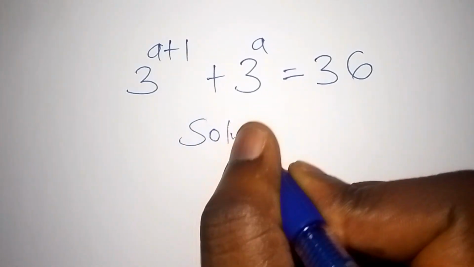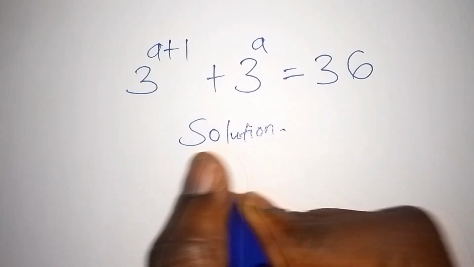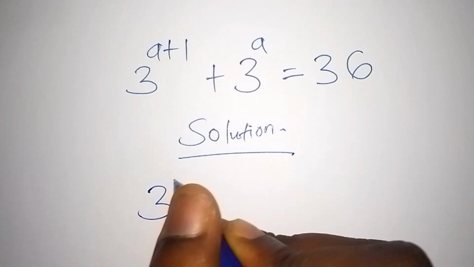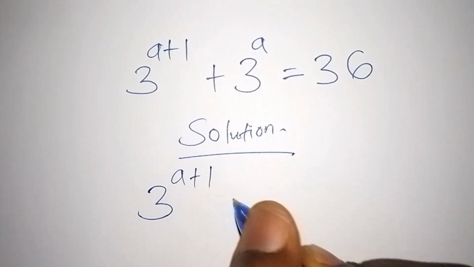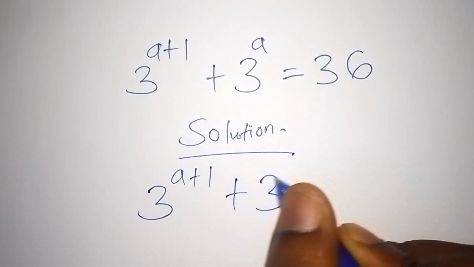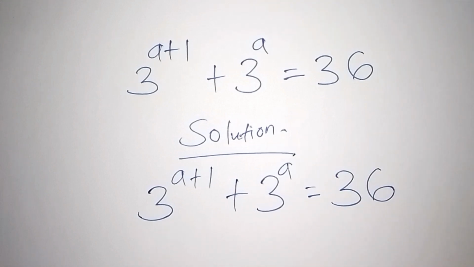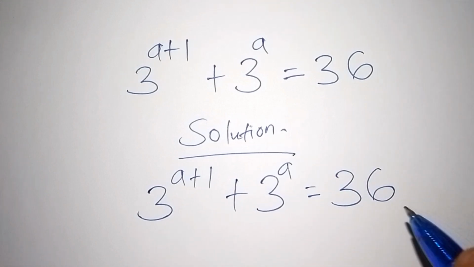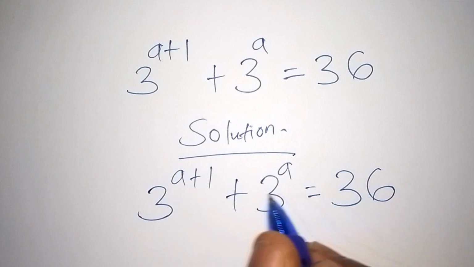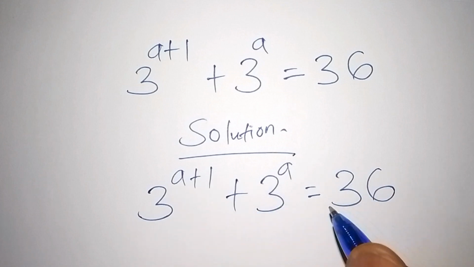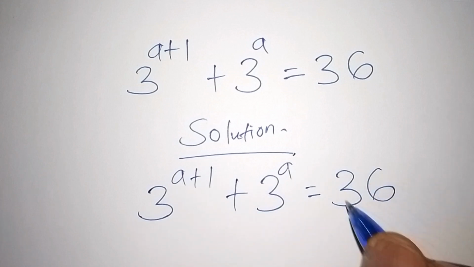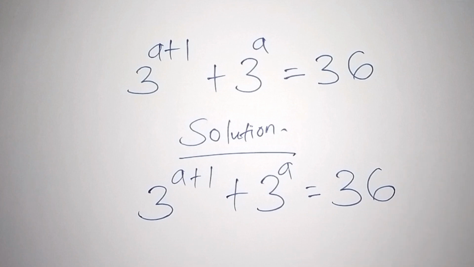So in our solution, this is the maths problem that you are having: 3 to the power of a plus 1 plus 3 to the power of a is equal to 36. Considering that we have mastered some of the laws to do with indices, or the exponential equation, this one will not be difficult for us to work out.